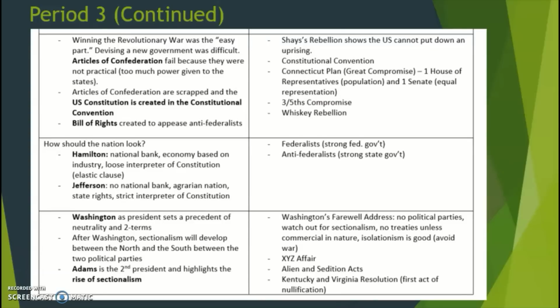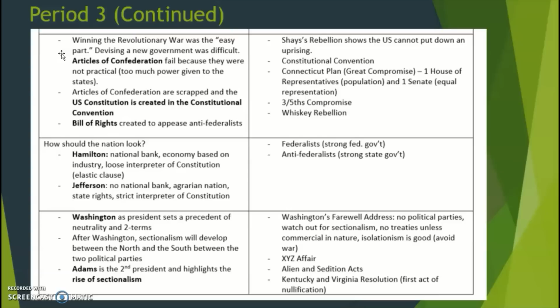So after winning the war, I like to describe this as saying that this was the easy part. Devising the new government was the more difficult part. So we're going to devise the Articles of Confederation, our first constitution. The problem here is too much power is given to the states and very little power is given to the national government. So the Articles of Confederation are put together, but once Shays' Rebellion happens, where you have a rebellion that the U.S.